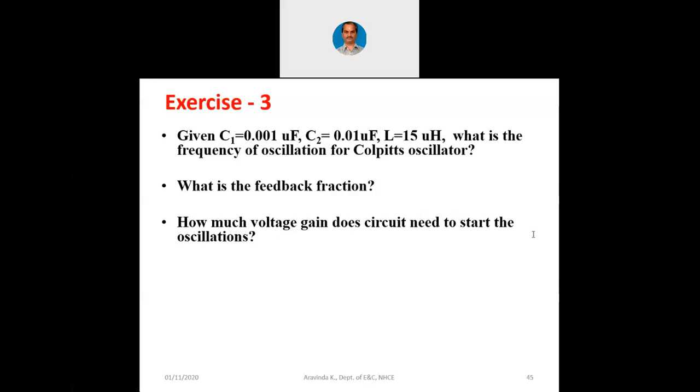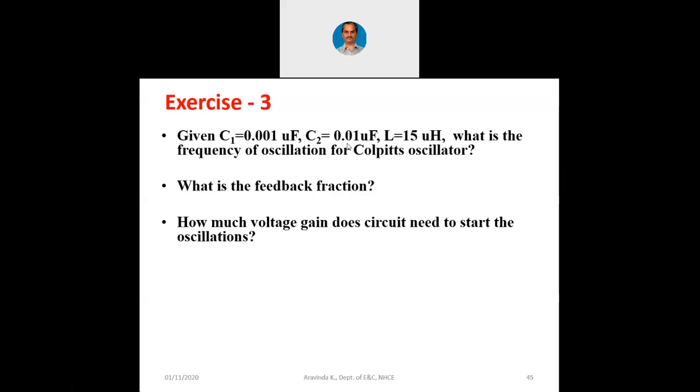Okay, Sain is giving the answer. AV is 90.9 into 10 power minus 9. No, something is wrong. Because beta is C1 by C2, right? Feedback factor is C1 by C2 in the case of Colpitt's oscillator. We are discussing the common emitter Colpitt's oscillator here. So when beta is C1 by C2, AV is nothing but 1 over beta, because A beta has to be equal to 1. So the value of beta is directly evident here.